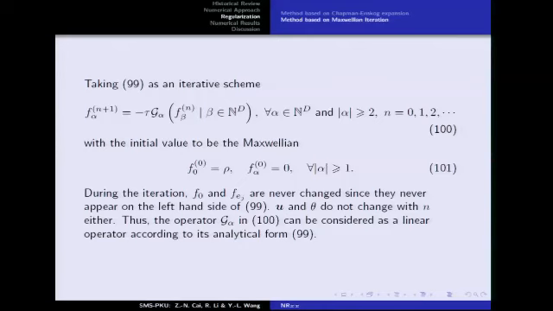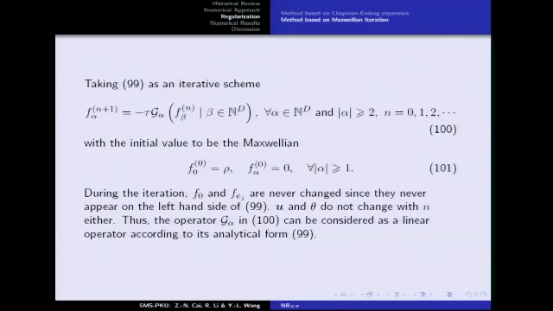with the initial value being the Maxwellian. We use the Maxwellian as the initial value, substitute it here, and then get f1, and then bring it back here to get f2. That is the so-called Maxwellian iteration.